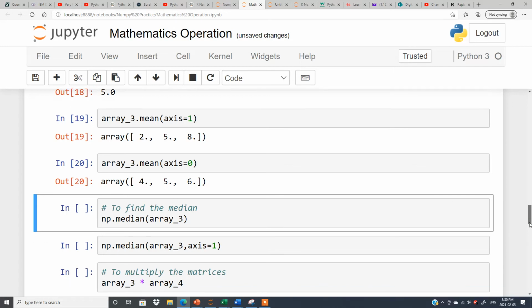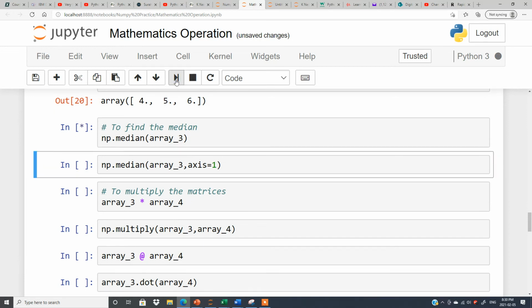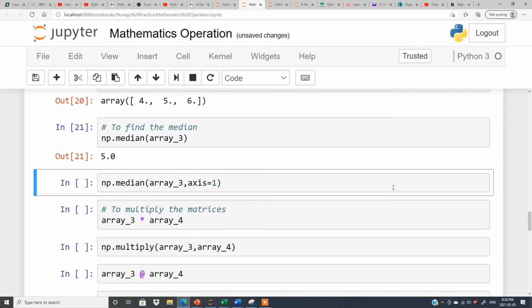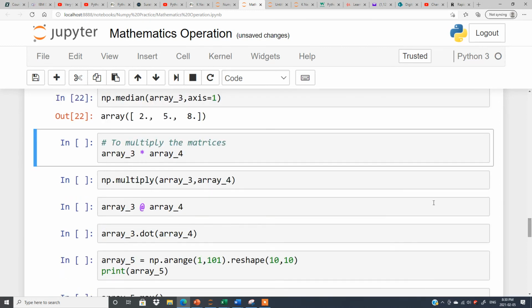So for median, same thing. The median is the center number. np dot median array 3, executed, the median is also 5, right? If you want to calculate the median of all the rows, then axis is equal to 1. For columns, axis is equal to 0. So I hope the concept is clear, what I am saying, right?